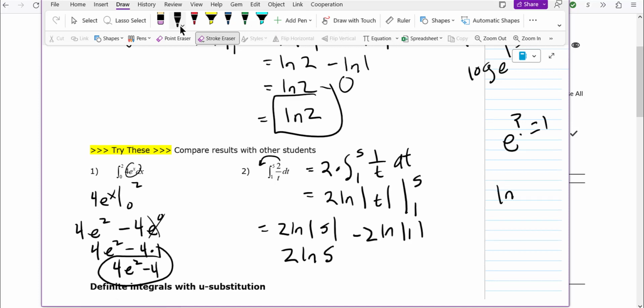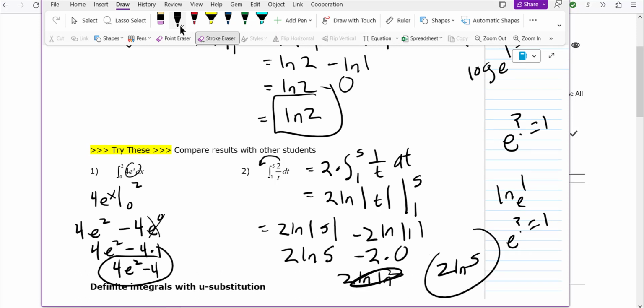And then ln of 1, again, you could use your calculator, but this really is just saying e to what power is 1, so that's 0. So you get 2 times 0. So the exact area under that curve is 2 ln 5 like that. Okay? So those are pretty simple to do. Okay, that's a good starting point, is to be able to do the basic ones without much trouble.